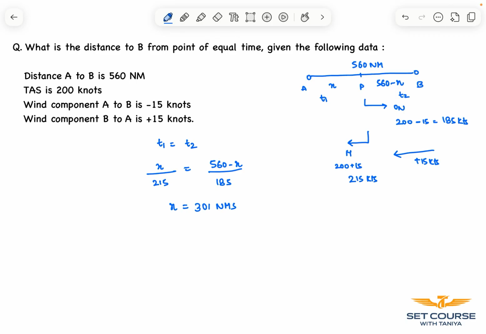Now we are being asked the distance from point of equal time to B, which is 560 minus x, which comes out to be 259 nautical miles. So in this way we solve our numericals which have a wind component attached with the question. So this was all regarding the point of equal time.